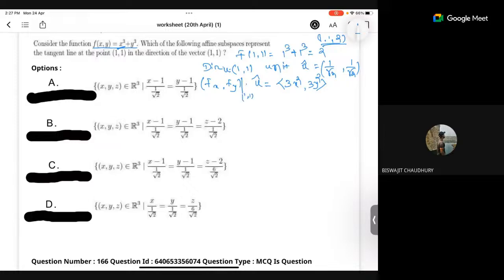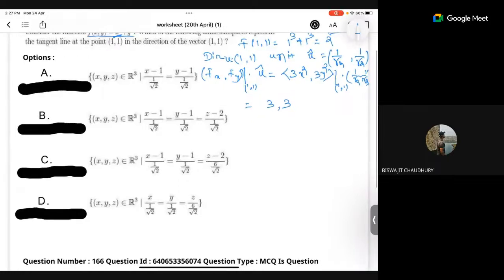So we need to find this at 1, 1, and dot with 1 by root 2, 1 by root 2. At 1, 1, you'll get 3, 3, dot 1 by root 2, 1 by root 2. So we'll get 3 by root 2 plus 3 by root 2, that is 6 by root 2, which is 3 root 2. So what will be the tangent line? What will be the symmetric form with 6 by root 2?